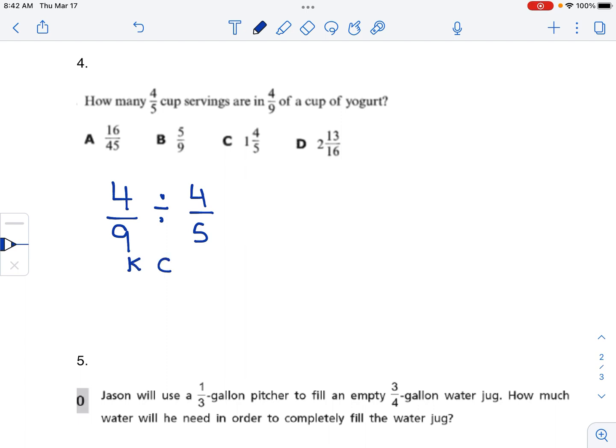We're going to keep, change, flip. Remember, that also means multiply by the reciprocal. So 4/9 times the reciprocal of 5/4. 5/4 is the reciprocal of 4/5. We can cross reduce here. 4 divided by 4 is 1. 4 divided by 4 is 1. And when I multiply across, we end up with 5/9. So that's choice B.